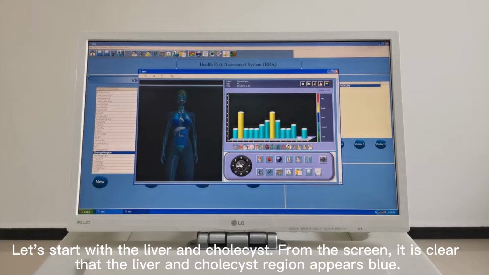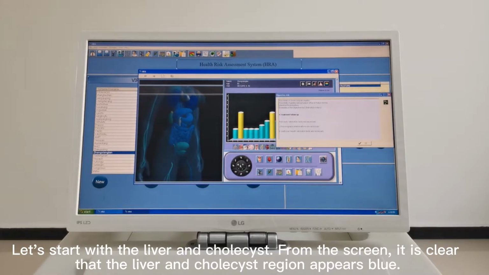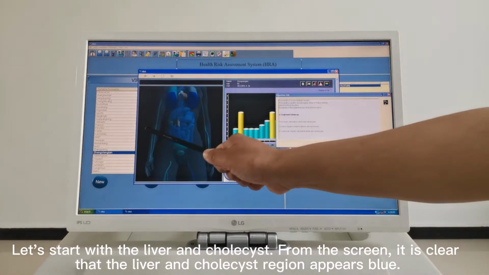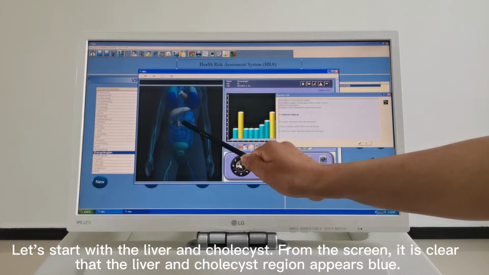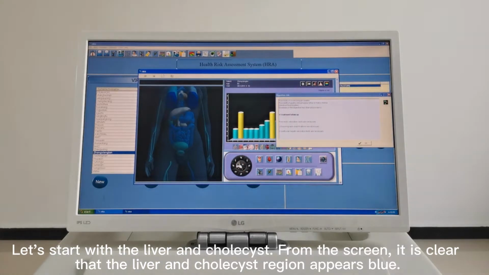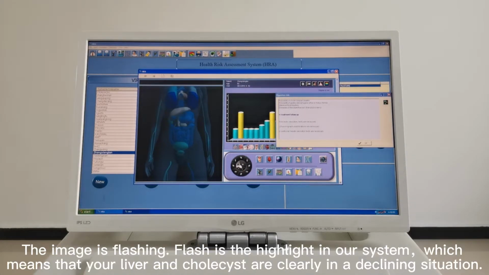Now, let's start with the liver and colon system. From the screen, it is clear that the liver and the cholecyst region appear blue, and the image is flashing. Flash is the highlight in our system, which means that your liver and cholecyst are clearly in a declining situation.